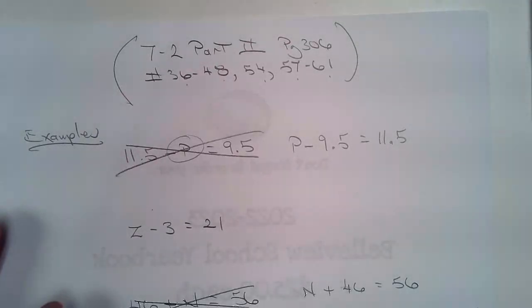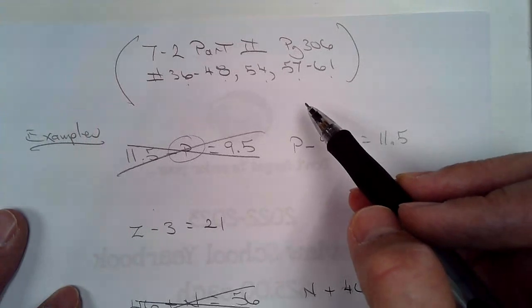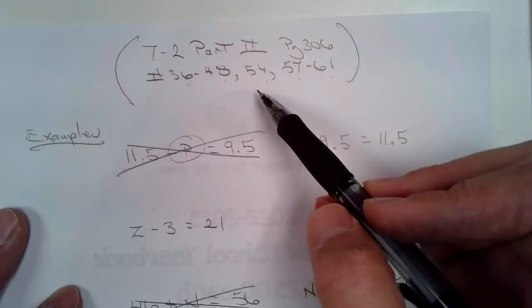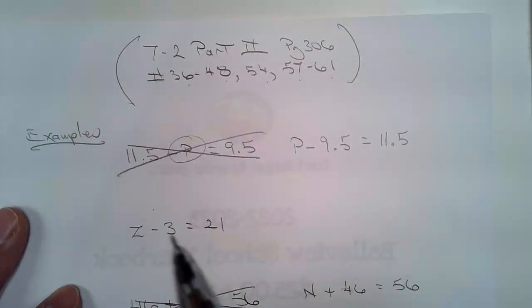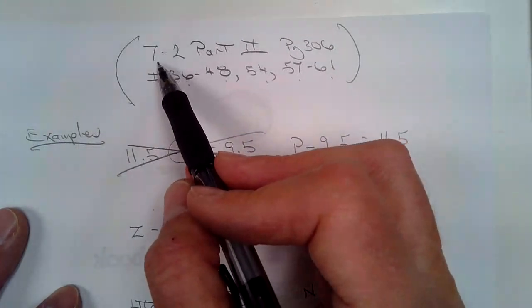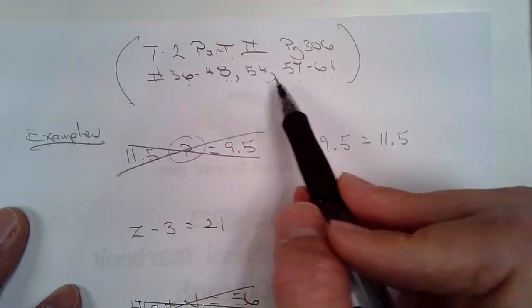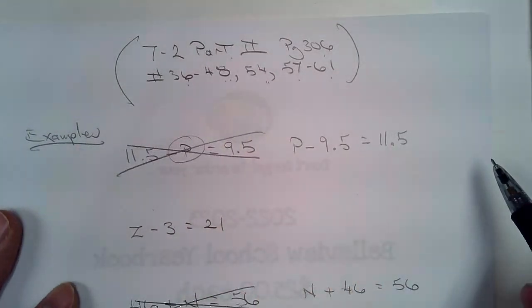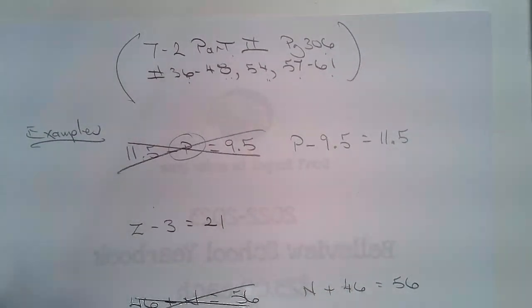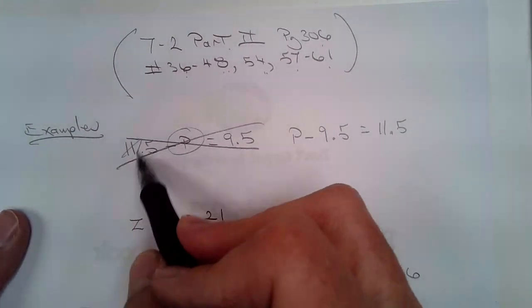All right, so again, having problems recording these in my tablet, so I'm trying the document camera here. This is their homework for tonight and classwork, 7.2, part two, starting on page 306, 36 to 48, 54, 57 to 61. Yesterday's lesson didn't record, so I'm going to just give some real quick examples.